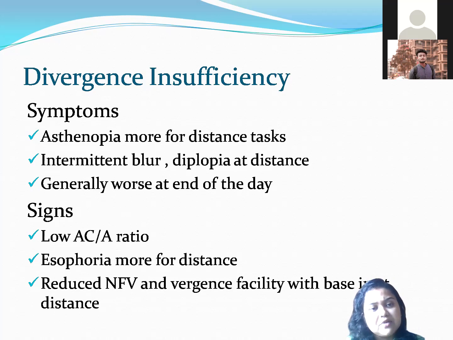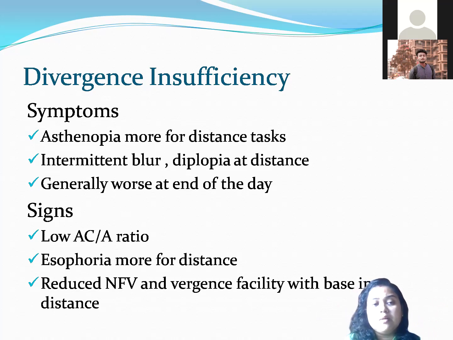So basically divergence insufficiency means the patient cannot diverge. So we can keep in mind that the phoria should be an esophoria, because the patient cannot diverge, right? So that is the case. In divergence insufficiency, the esophoria is more for distance than near.